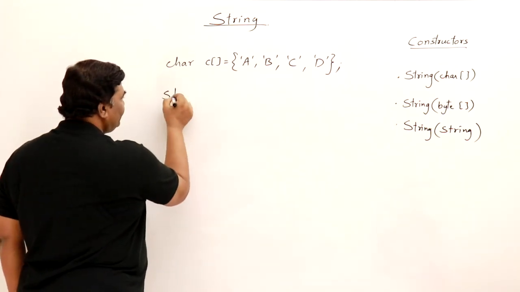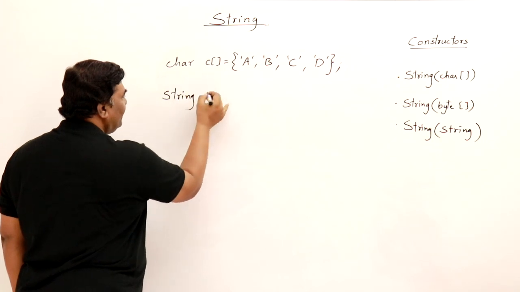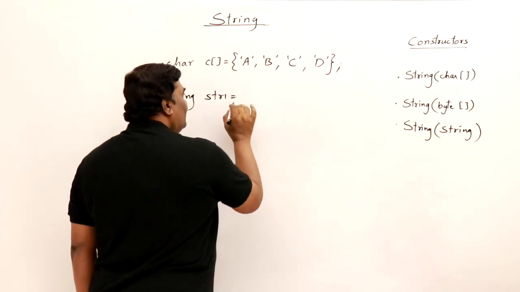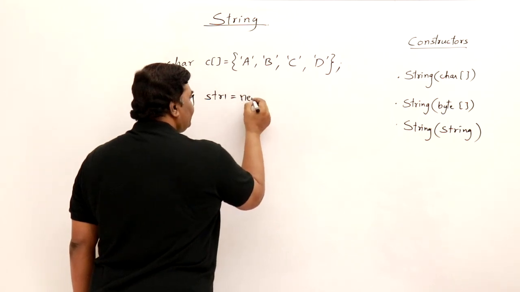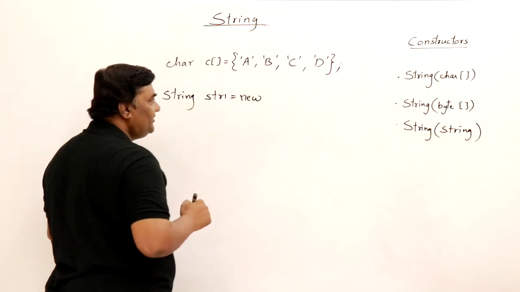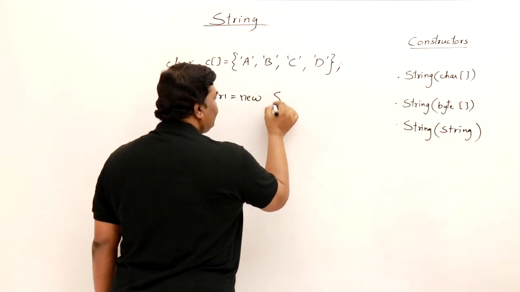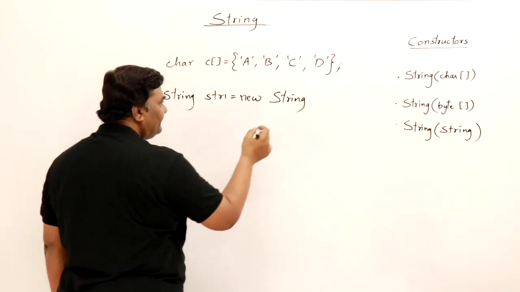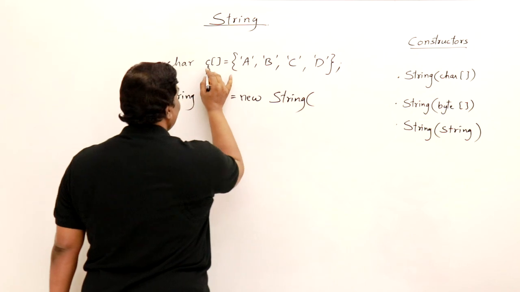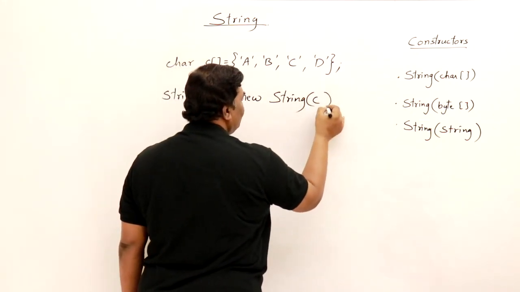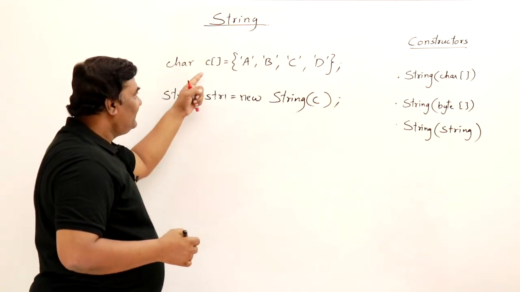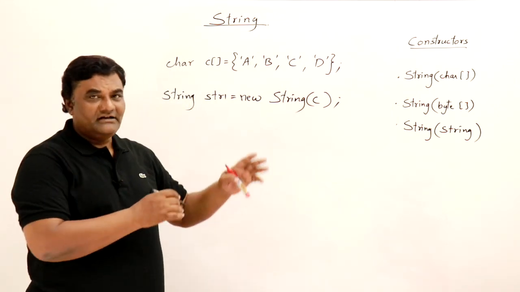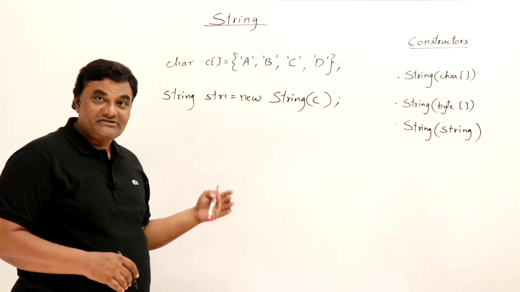So the method is: create a string. I'll give the name as str1. This is the reference name. Then for creation of objects, we use the keyword new. Then the constructor. A constructor is a method which will have the same name as the class name. And here I'll give this array name c. So this array's contents will be converted in the form of a string. So that array is as it is, but we also get a string.